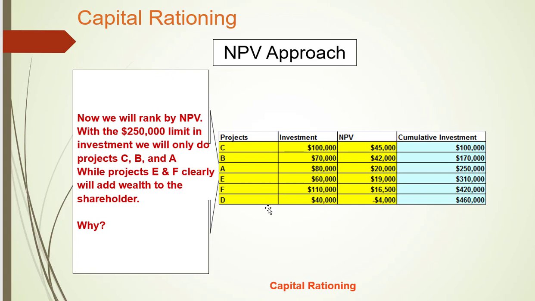Again, E and F are clearly good projects. They clearly add to the wealth of the company, but because of this constraint that we put on our cash flows and our budget, we're not going to be able to do these extra projects. So the downside is we may pass on perfectly good projects. Hopefully, we would never do bad projects if we had more money to spend, if the budget was greater than our actual analysis.